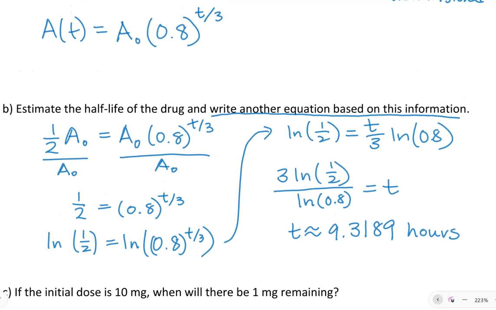So we already have this A naught times 0.8 to the t over 3 formula. And that's a good formula. I'm not claiming I'm going to write a better one. In fact, this new one will have some rounding because it's going to use this 9.3189.